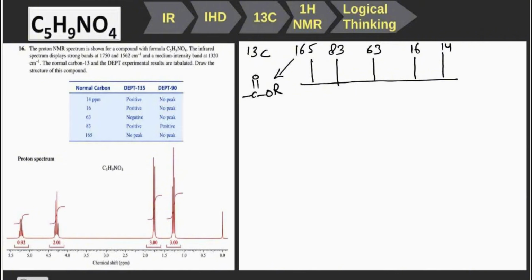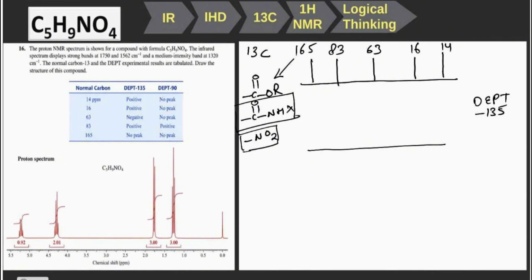Or it could be an amide also, because an amide carbonyl group also comes around this. If the molecule has a nitro group, then the nitrogen already belongs to the nitro group, so this does not have any amide group. Now look at the 13C DEPT NMR. This 14 ppm is positive, so it belongs to a methyl. 16 also belongs to a methyl, it is in the positive phase. 63 is in the negative phase, so it belongs to a CH2. This CH2 may be attached to the oxygen, or it could be attached to the nitro group. Right now we don't know.